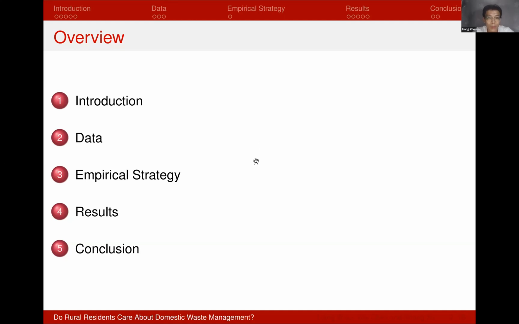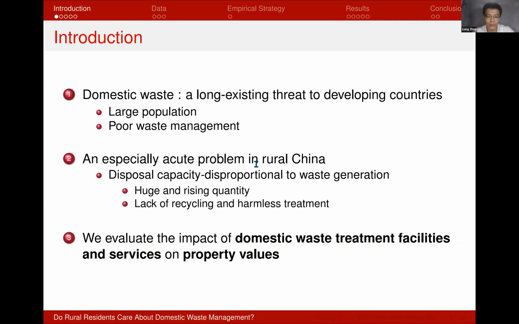Domestic waste is a long-standing threat to developing countries with large population and poor waste management. However, in rural China, the problem is particularly serious, mainly because the capacity of domestic waste treatment is basically out of proportion to the amount of waste generated.